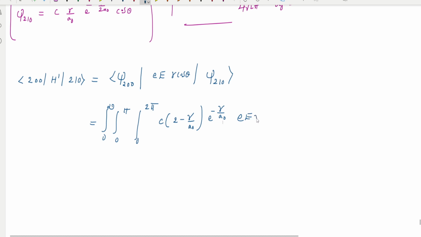I hope you are understanding what we are going to calculate. We are going to calculate the perturbed term energy level. Okay, keep remember those words. e power minus r divided by a naught cos theta. So this integration we are going to solve.